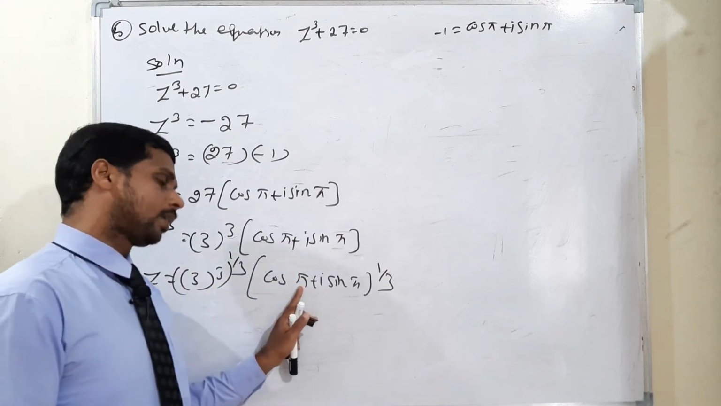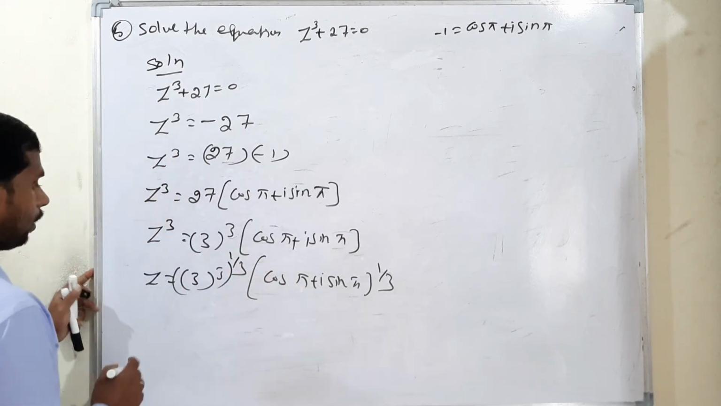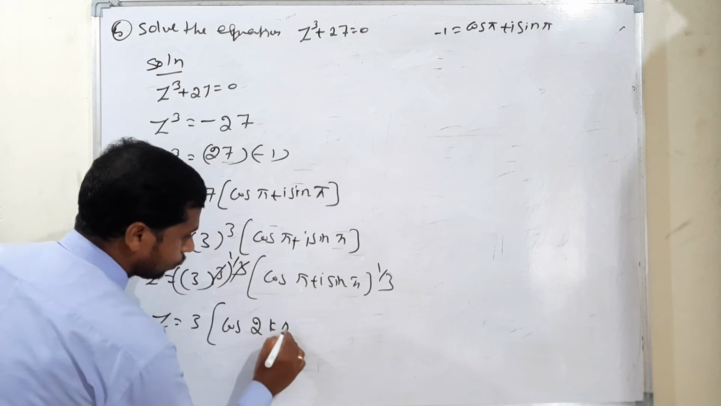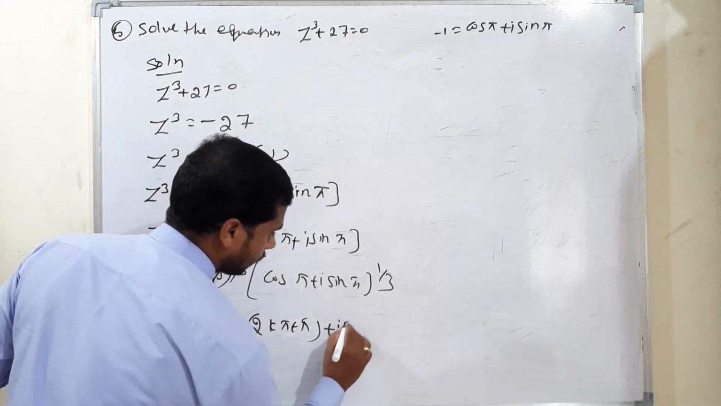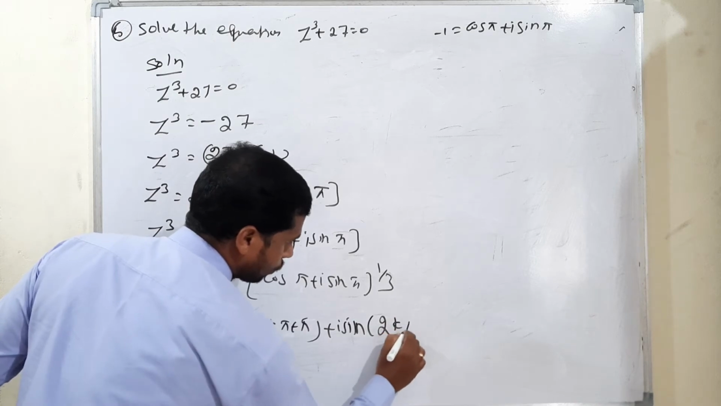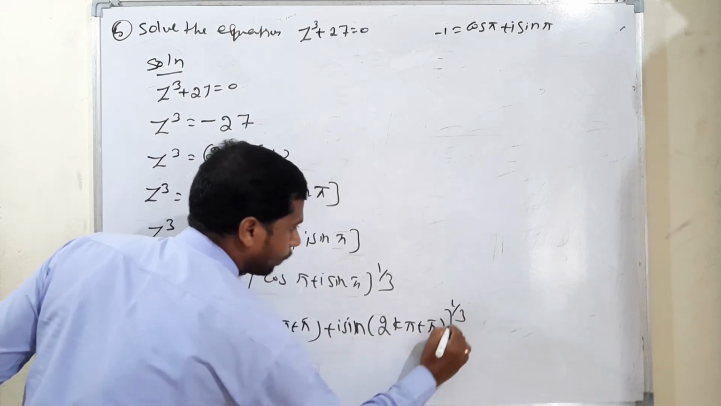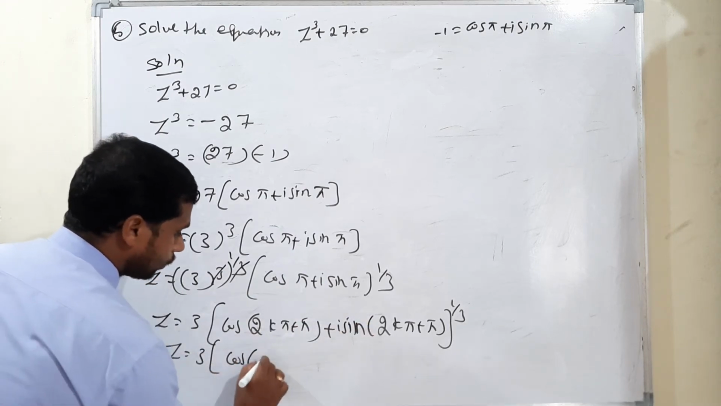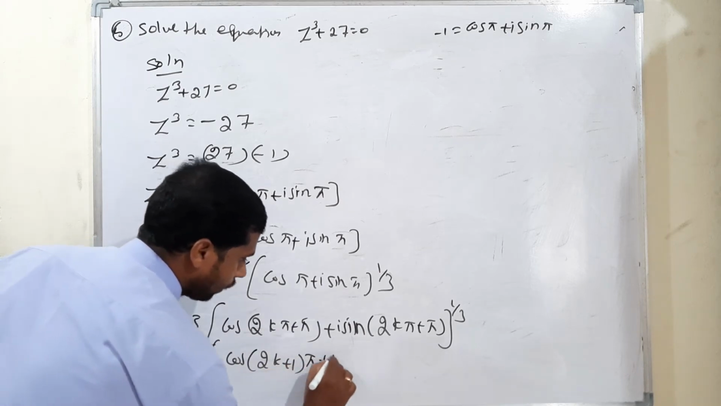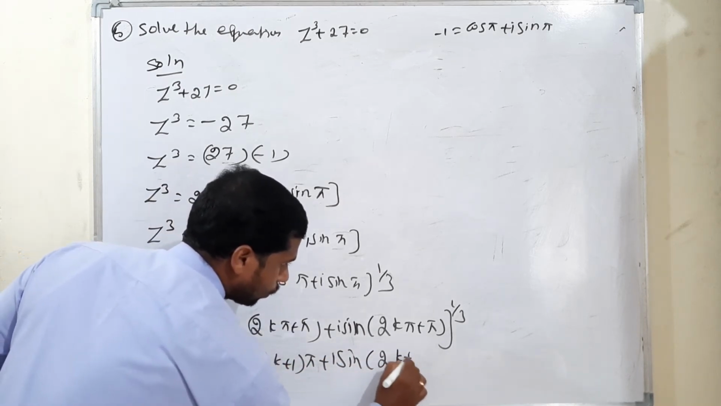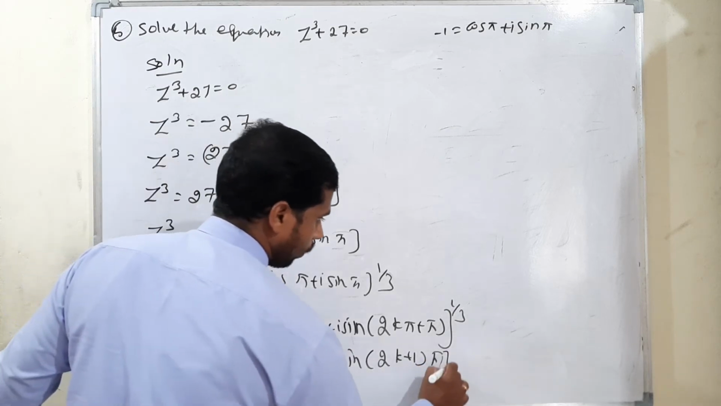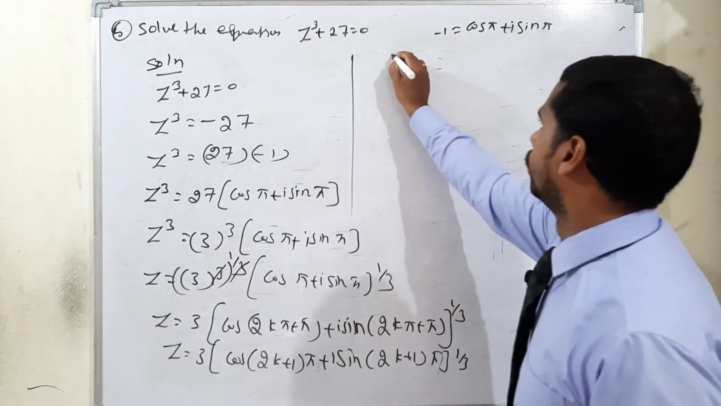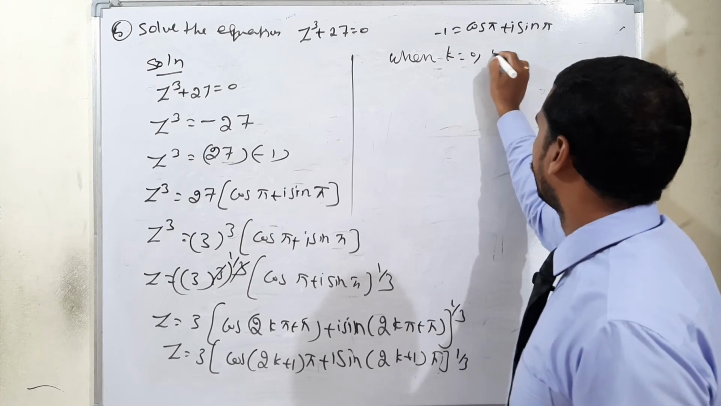What is the general form? The general term of polar form means just add 2kπ, isn't it? So 3 and 3 cancel, therefore z = 3 (cos(2kπ + π) + i sin(2kπ + π))^(1/3). So again z = 3 (cos((2k+1)π) + i sin((2k+1)π))^(1/3). So k is equal to 0, 1 and 2.